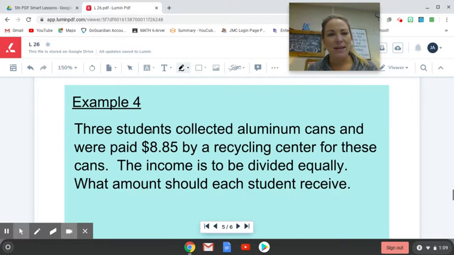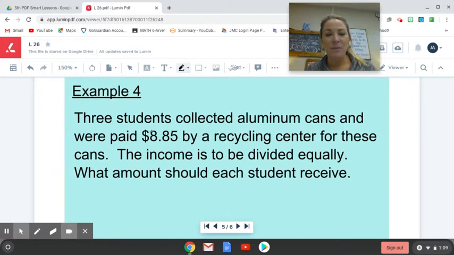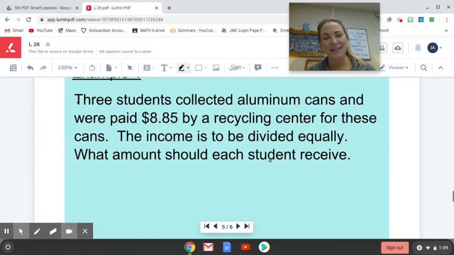Okay, one more example here. 3 students collected aluminum cans and were paid $8.85 by a recycling center for these cans. The income is to be divided equally. So equally, we're going to be dividing how many students? 3. Okay. What amount should each student receive? So we're dividing this amount of money out by 3 students. Go ahead and set this up, solve, and unpause the video when you're ready to check your work with mine.